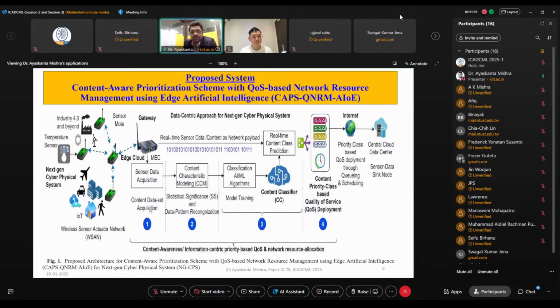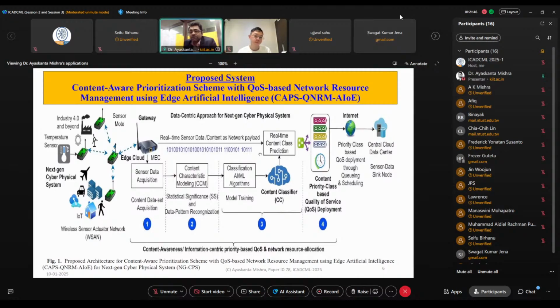So the first step is the content dataset acquisition. Second step is statistical significance, finding the data pattern or recognition. Then based on that, we have done the classification using machine learning based algorithms. Then with that content classifier, we are going to predict the real-time sensor data class.